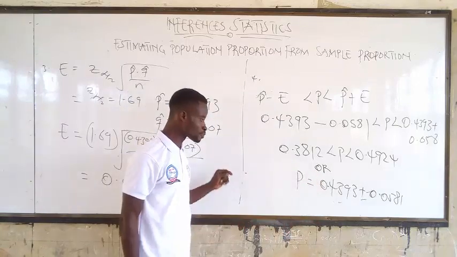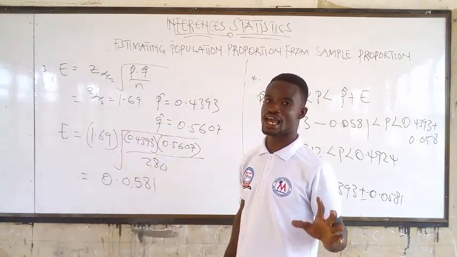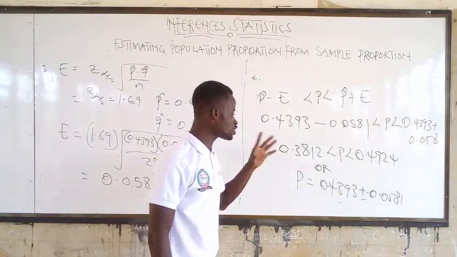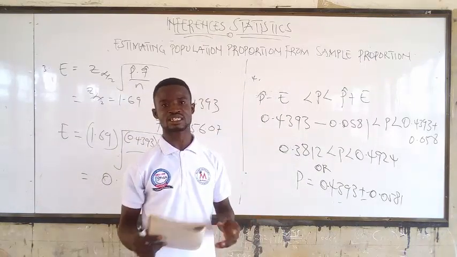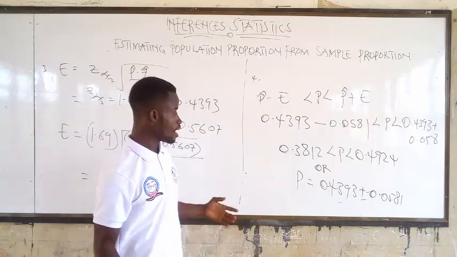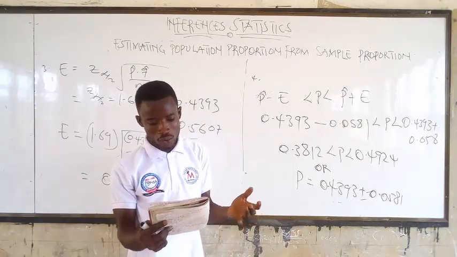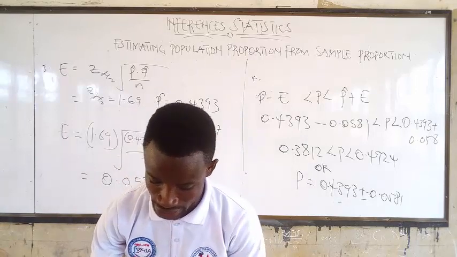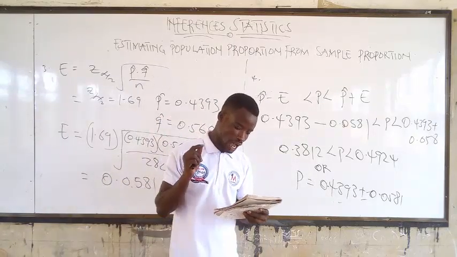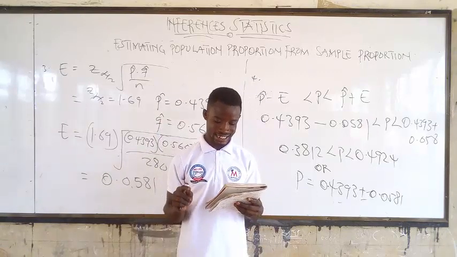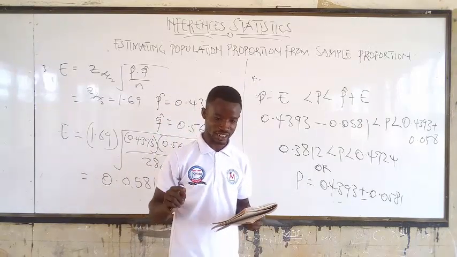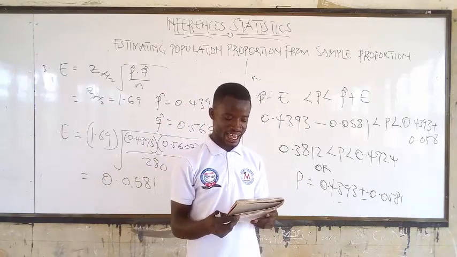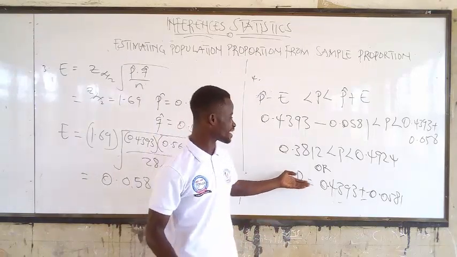Now we are not yet done. After this, you are going to interpret your results. The interpretation of these results is something simple. I don't know what my population proportion is, but I'm 95% sure that it will fall within this interval.